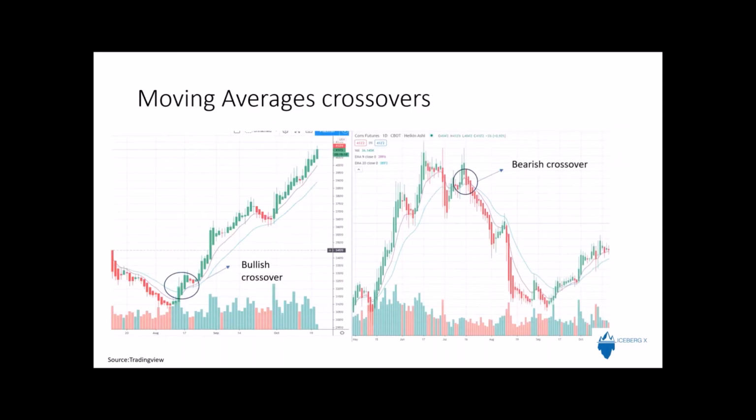So going back into the crossovers. Whenever you see a bullish crossover, it's signified by the shorter term moving average crossing above the longer term moving average. And usually in that sense, you have a bullish event. Vice versa, if the shorter term average crosses below the longer term average, that's usually signifying a bearish event.